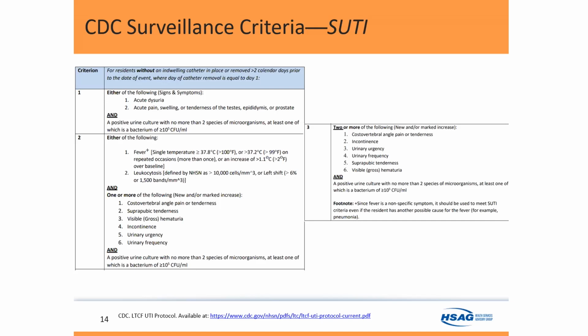And then criterion 3, we basically need 2 of those 6 symptoms we just covered. So we don't have the fever or leukocytosis, but we need 2 of those symptoms. And then again, we need that positive urine culture alongside it. All right, next slide, please.